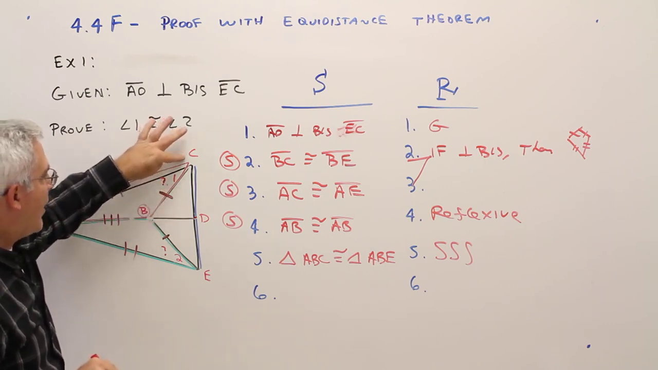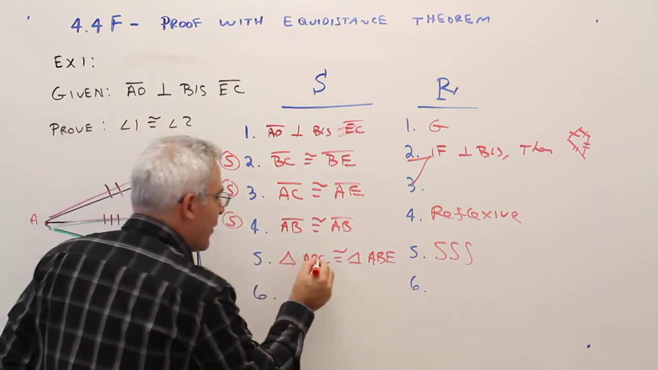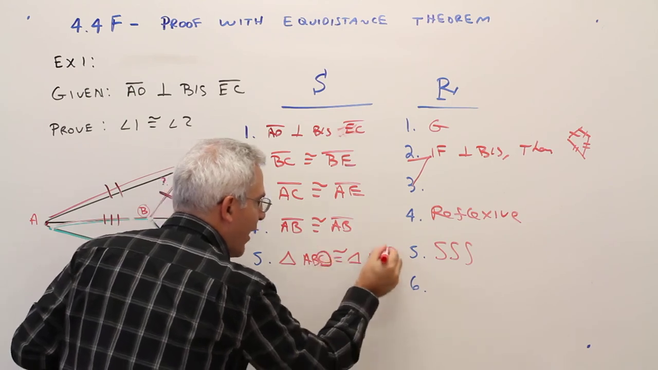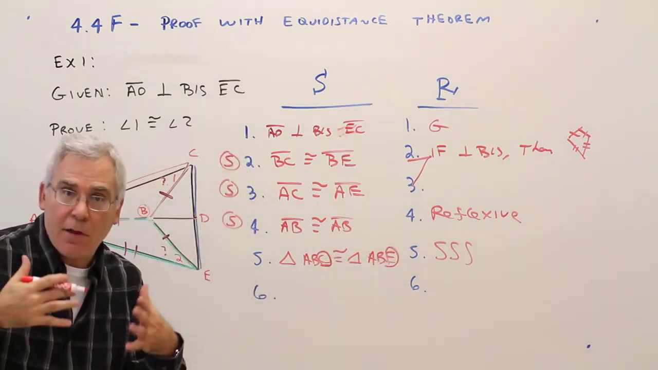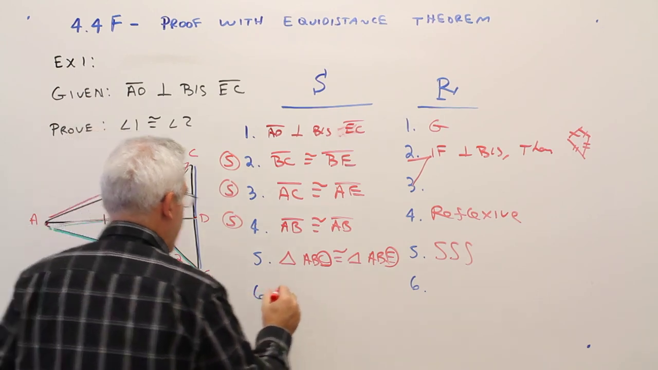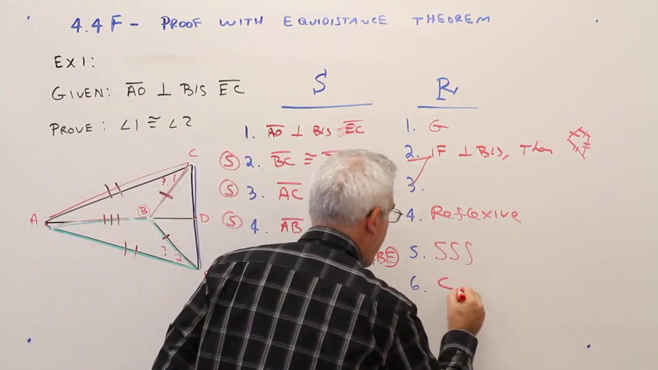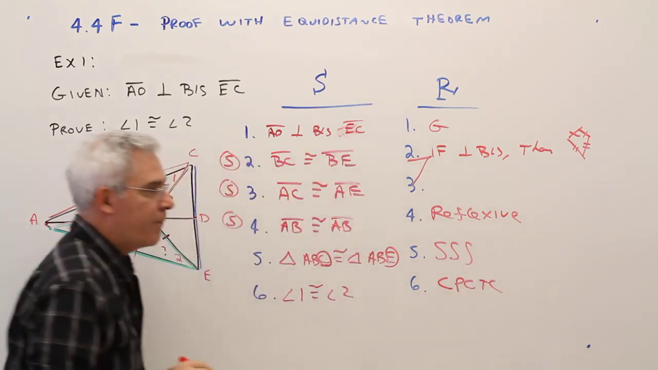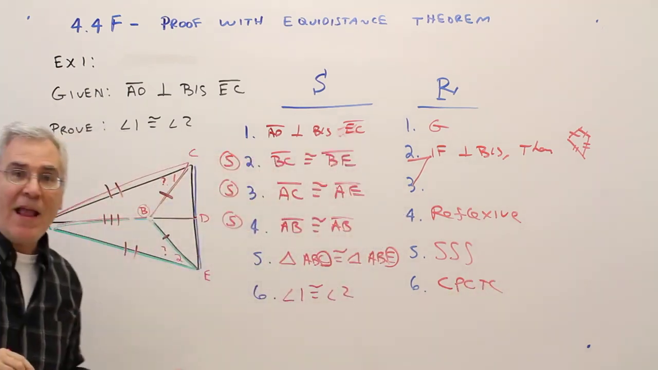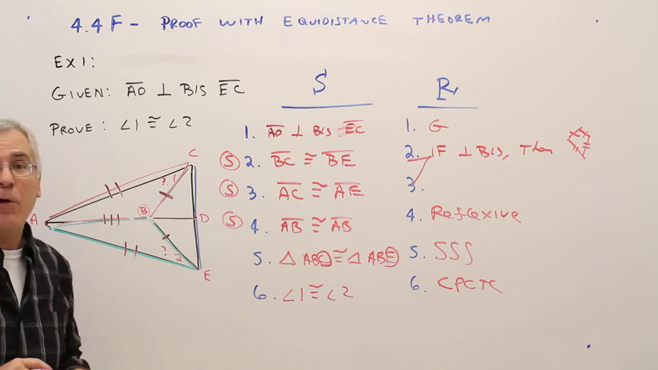This is really angle C with angle E, just to let you know they're the last letters, so my lettering does correspond. So now angle 1 will be congruent to angle 2 by CPCTC. So there you have it, a basic proof on how to use the equidistance theorem.